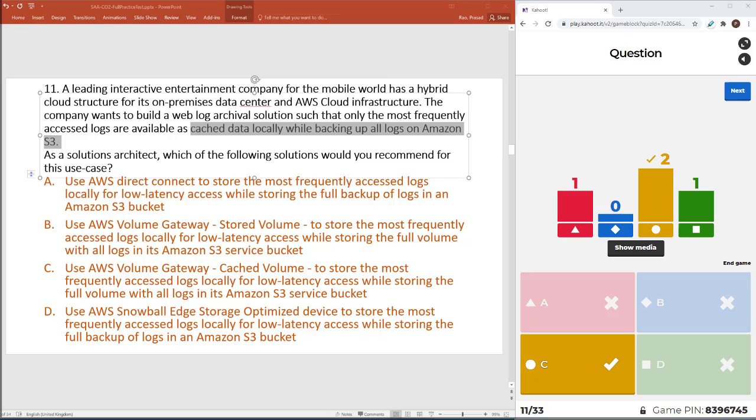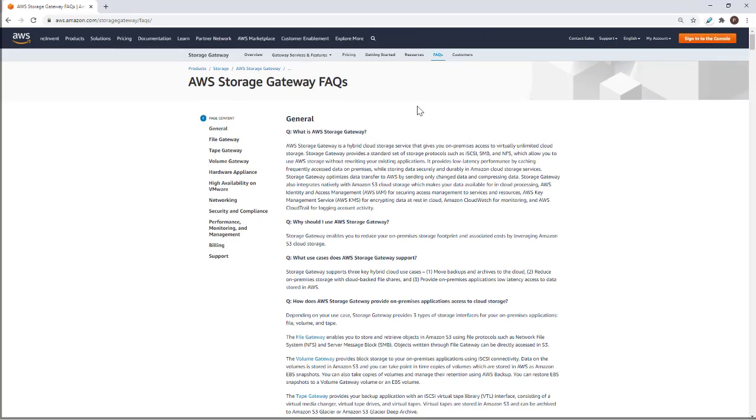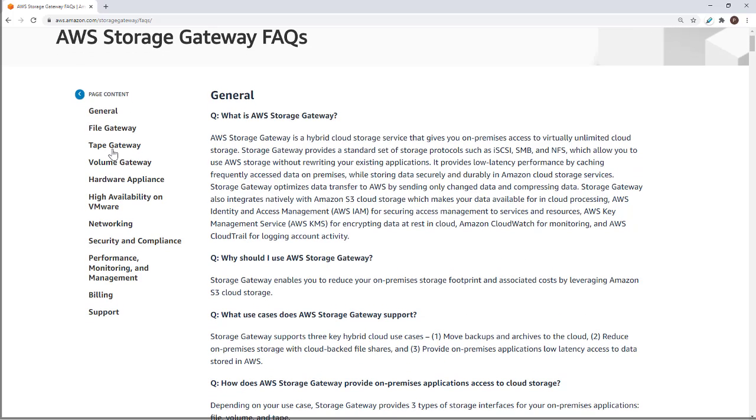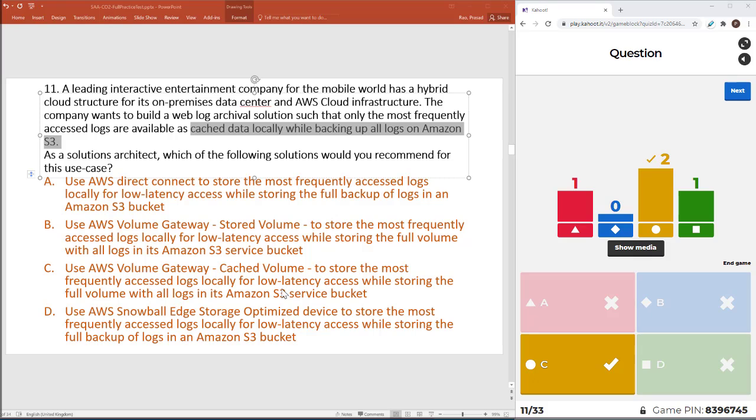in the documentation. That is much better, I believe. So if we go to the Storage Gateway FAQs, you would see that there are multiple types: file gateway, tape gateway, volume gateway. So there are three types of it. And in volume gateway, there will be two types: cached volume and stored volume. So read through those, understand the differences between them, and which one should be used when.